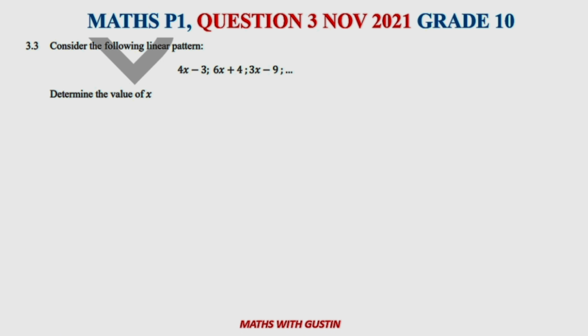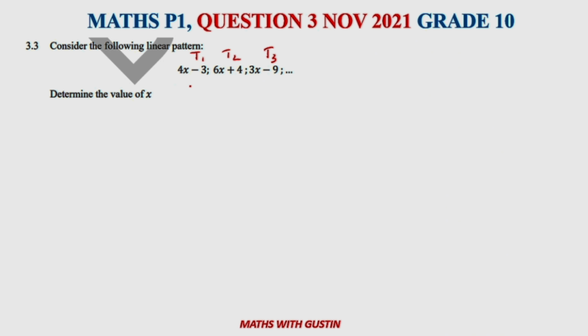Here we go. 3.3 says, consider the following linear pattern. It's given by 4x minus 3, 6x plus 4, 3x minus 9. They're asking us to determine the value of x. Critical, important, and also going back to the basics. This is term number 1. Then we've got term number 2 there. And then we've got term number 3 there.